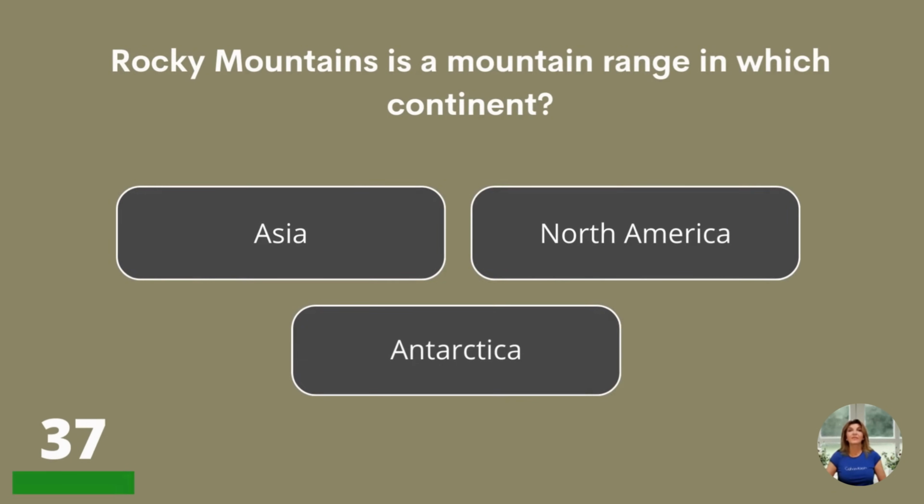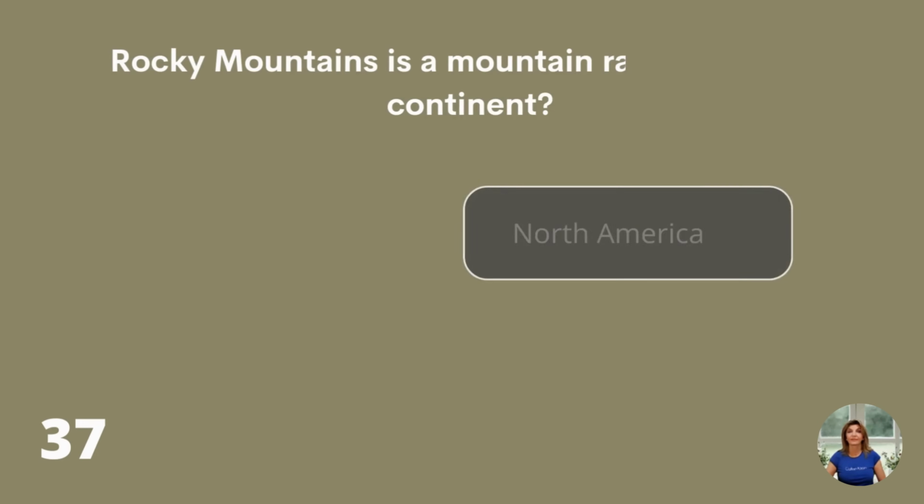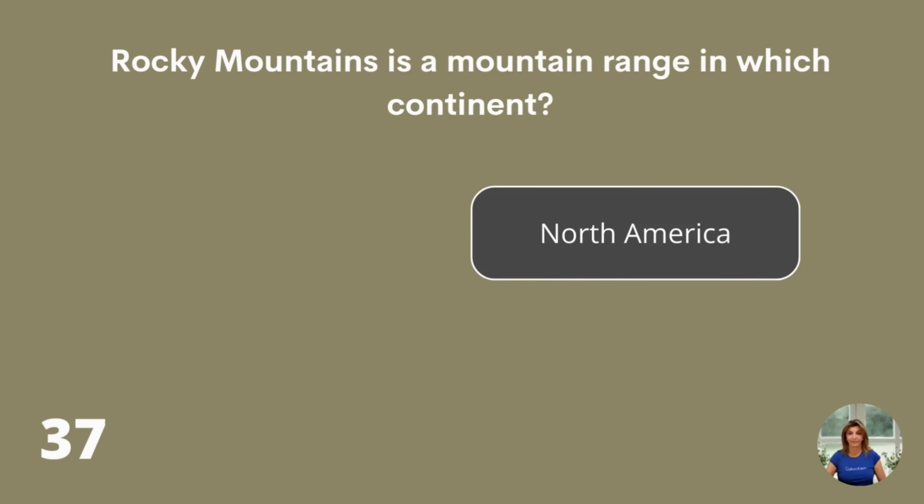The Rocky Mountains is a mountain range in which continent? Asia, North America, or Antarctica? North America.